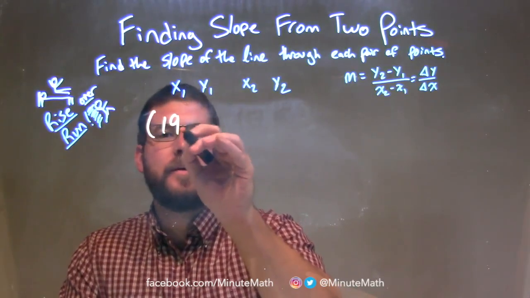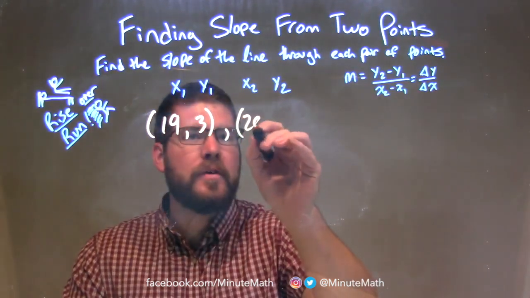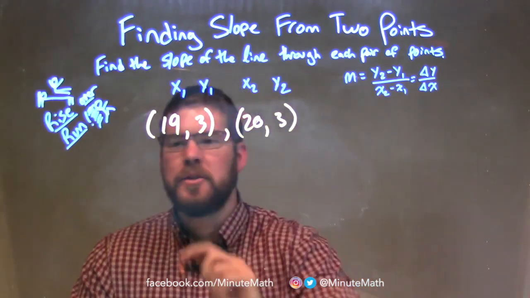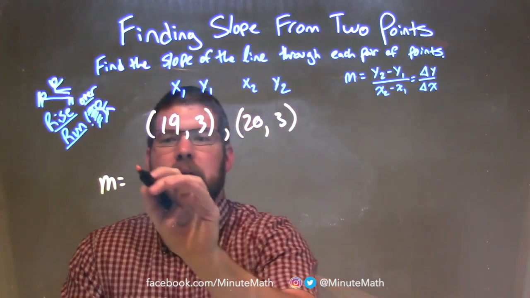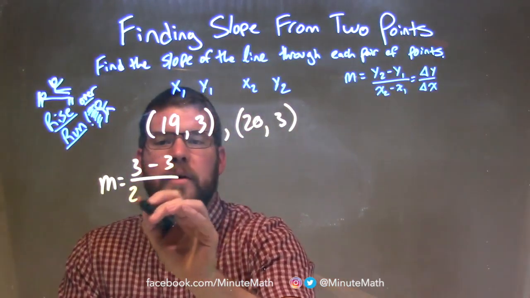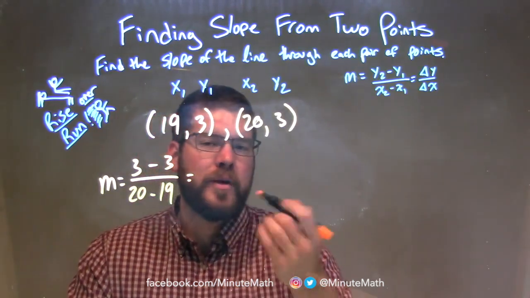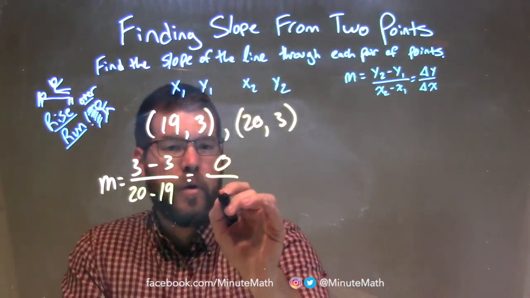19, comma 3, and 20, comma 3. So I'm going to apply my slope formula, y2 minus y1 over x2 minus x1. So y2 being 3 minus y1, which is also 3, over x2, 20, minus x1, which is 19. So we simplify it. 3 minus 3, 0, over 20 minus 19 is just a 1.